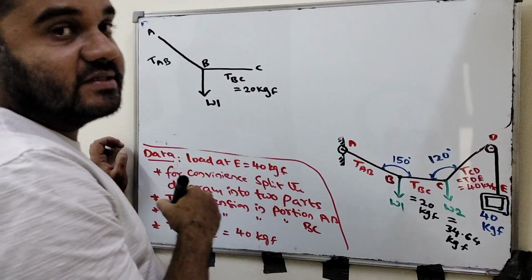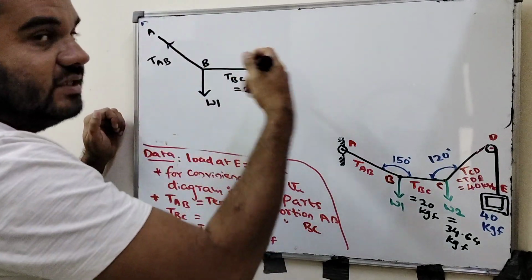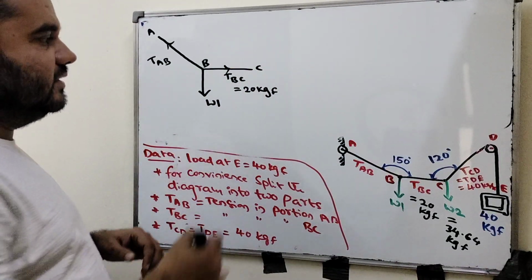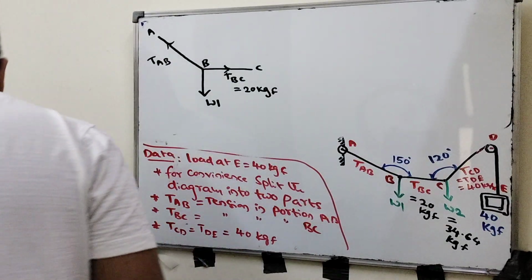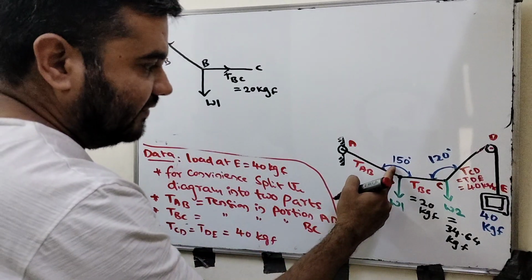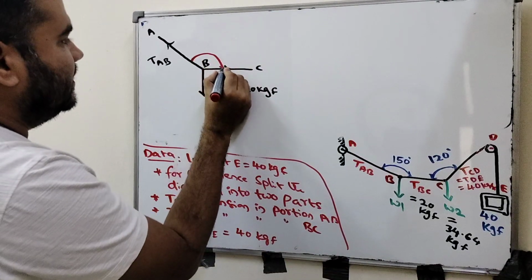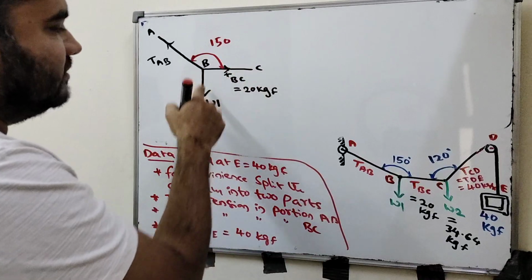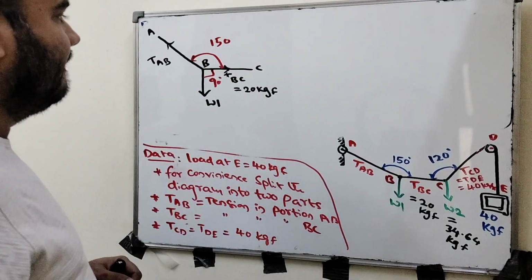So now apply the directions. It will be pulling in this direction, and this will be pulling in this direction. So this is how the directions are here. Now calculate the angles. How will you calculate the angle? It is already given. Angle ABC is 150. ABC is this angle, already given as 150. Since this is horizontal and this is vertical, this will be 90 degrees, right? This will be 90 degrees.